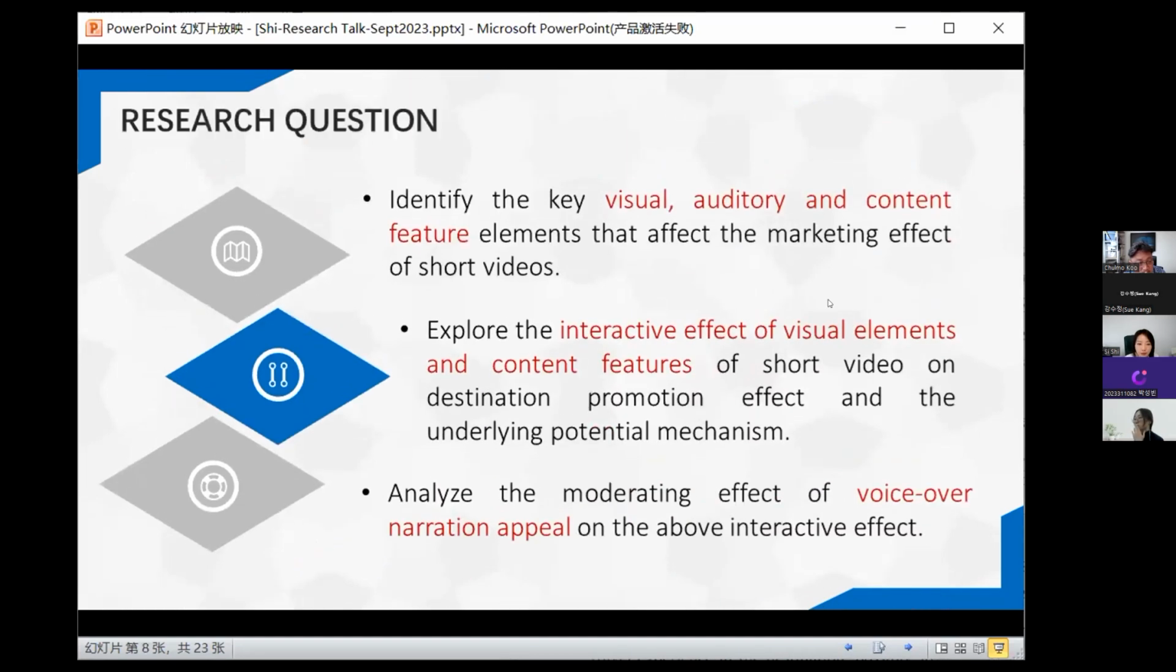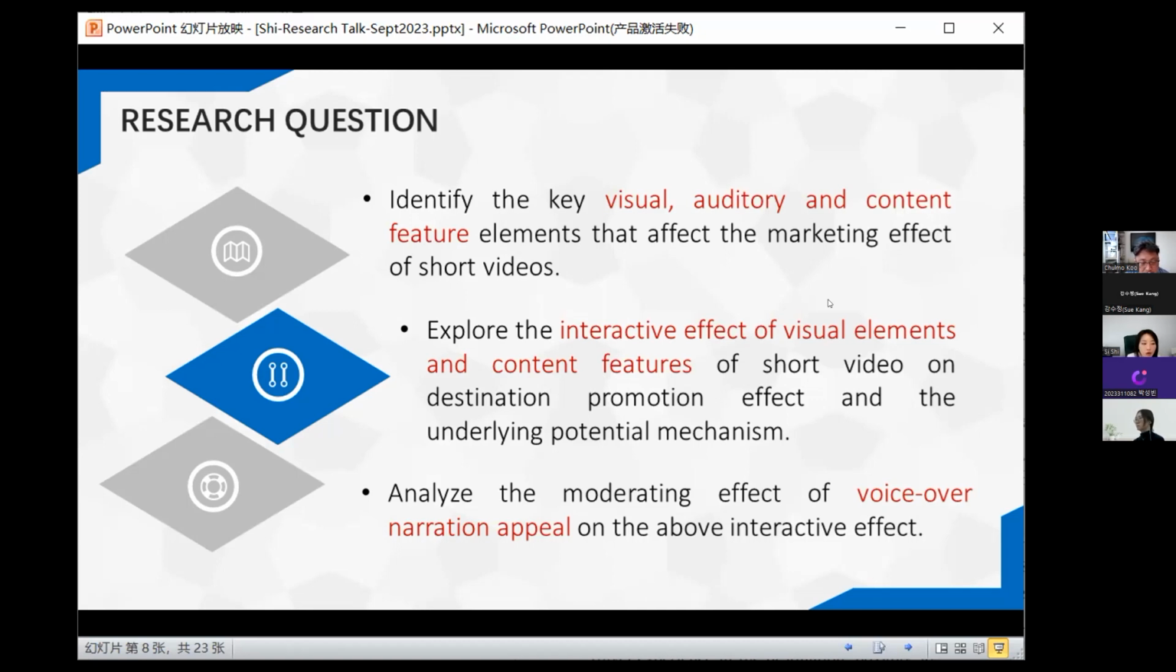Based on these literature gaps, we have identified 3 key research questions in this study. Firstly, we want to identify the key visual, auditory, and content feature elements that affect the marketing effect of the short videos. That means we have identified visual perspective, visual content, and narration appeal as 3 broad categories that we want to focus on in short video marketing. We want to be more specific about what kind of visual perspectives we want to investigate, what kind of visual content, and what kind of narration messages we want to focus on. So we want to identify their key features.